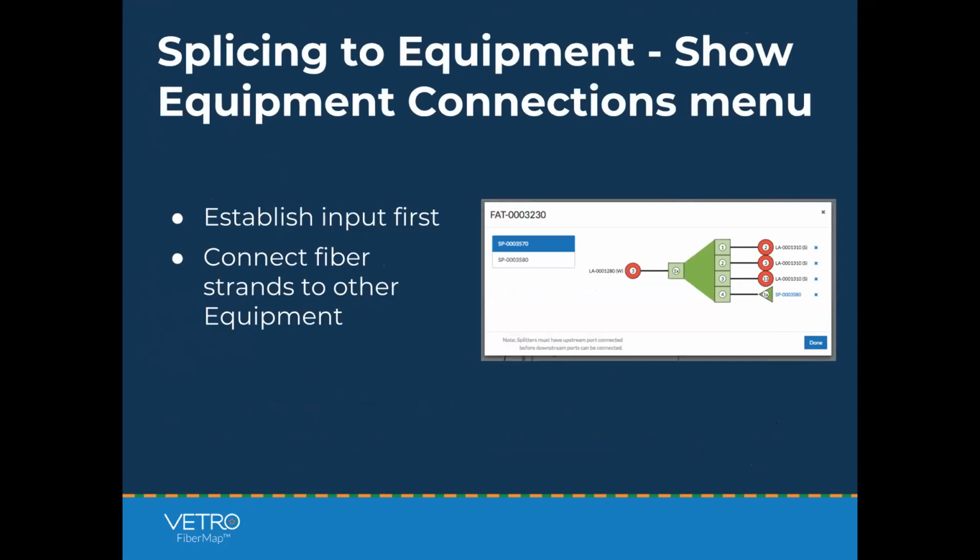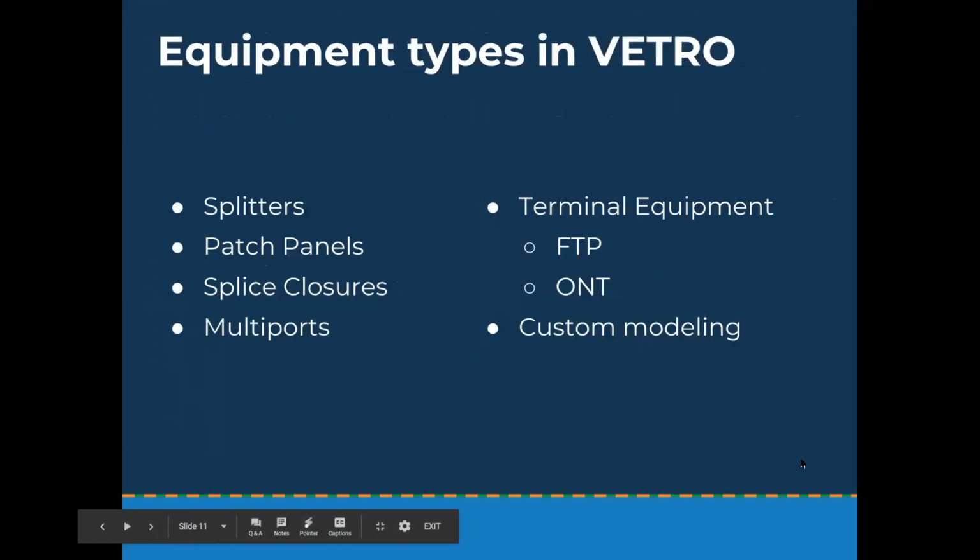The first thing you need to do when looking at this menu is to establish incoming upstream input fibers on the left-hand side. That's very obvious in the case of a splitter, but in one-to-one scenarios like a patch panel or a splice closure, think of it as input on the left, output on the right. Then you just click to connect fiber strands to other equipment. Or in this example, you can see we have nested a splitter out of port 4. We'll definitely get into what that looks like.